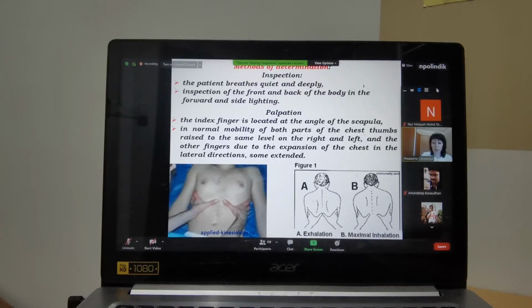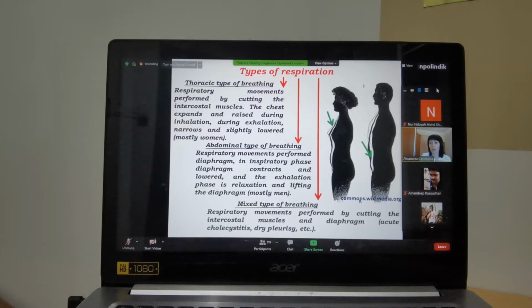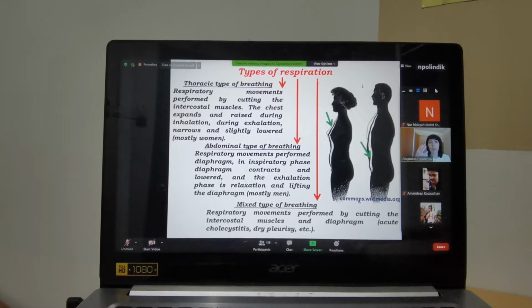Any unilateral process. Okay, next time. Next, what we can detect by inspection is the type of respiration. Type of respiration may be thoracic, may be abdominal, may be mixed. How to understand what type of respiration? Usually, we carefully observe what muscles take part in respiration, or what movements we can see.